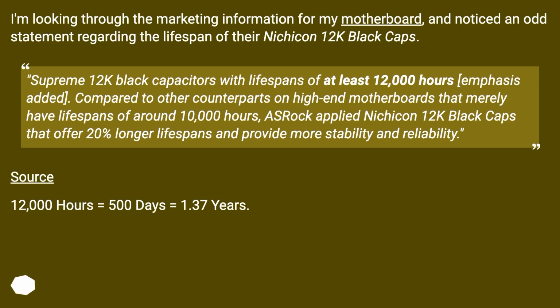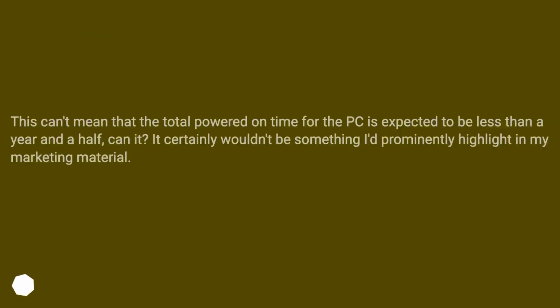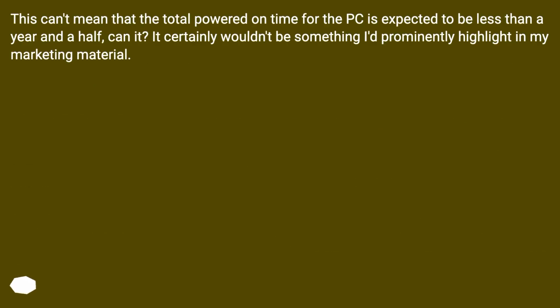Source: 12,000 hours equals 500 days equals 1.37 years. This can't mean that the total power down time for the PC is expected to be less than a year and a half, can it? It certainly wouldn't be something I prominently highlight in my marketing material.